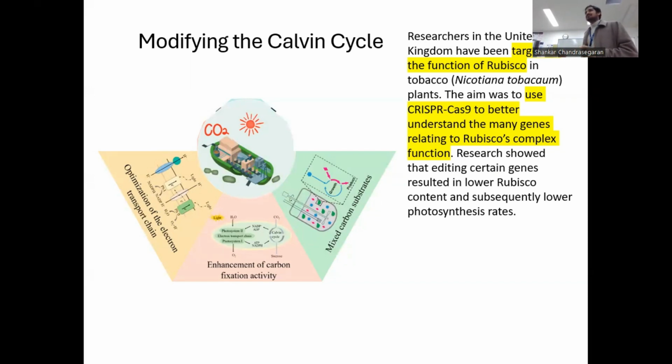Any ideas? How do you think we use a gene editing tool to study what a gene does? So let's say I found a gene as I was sequencing a genome. I don't know what that gene does. I can now use CRISPR-Cas9 to find out what that gene does.